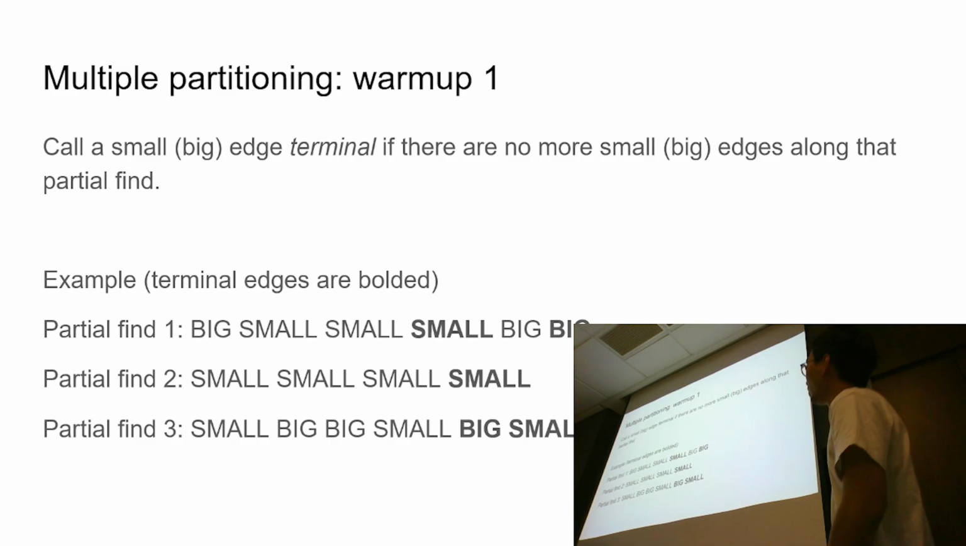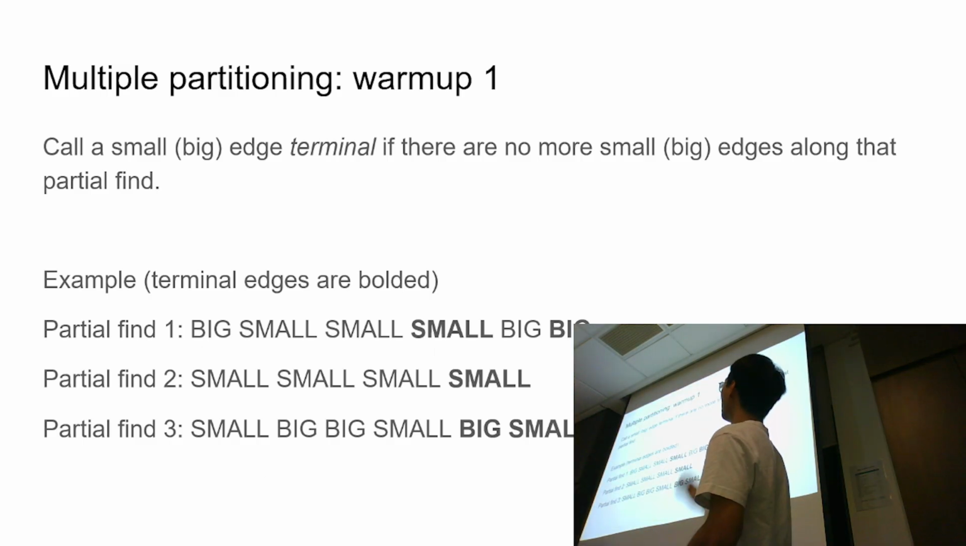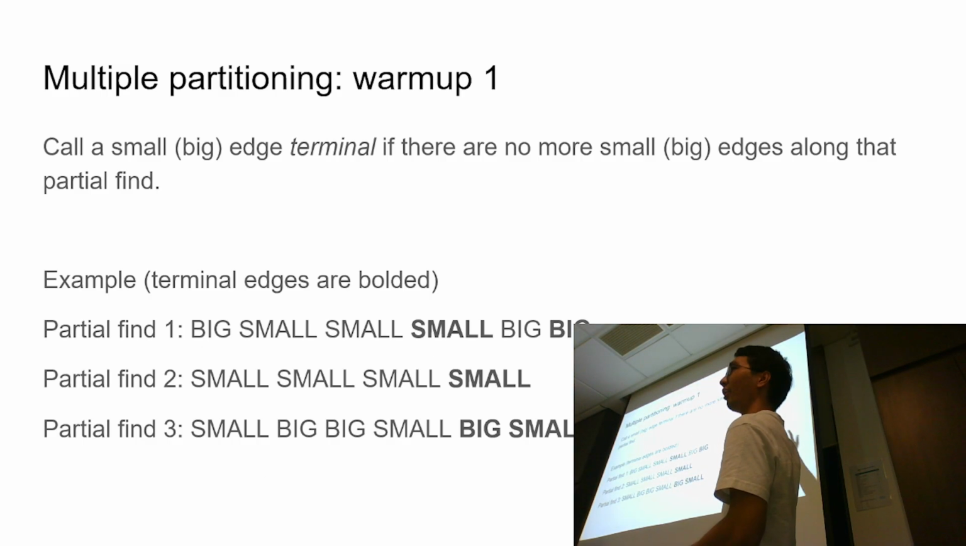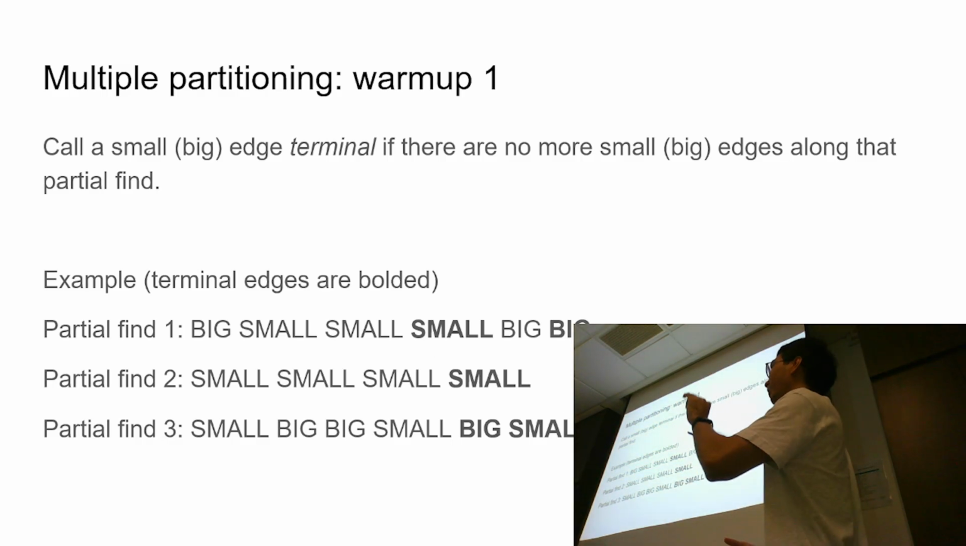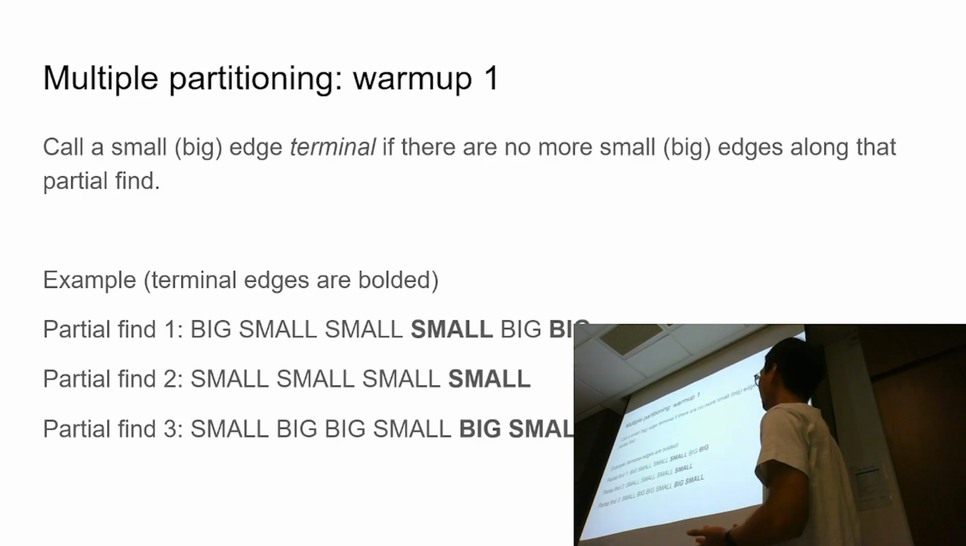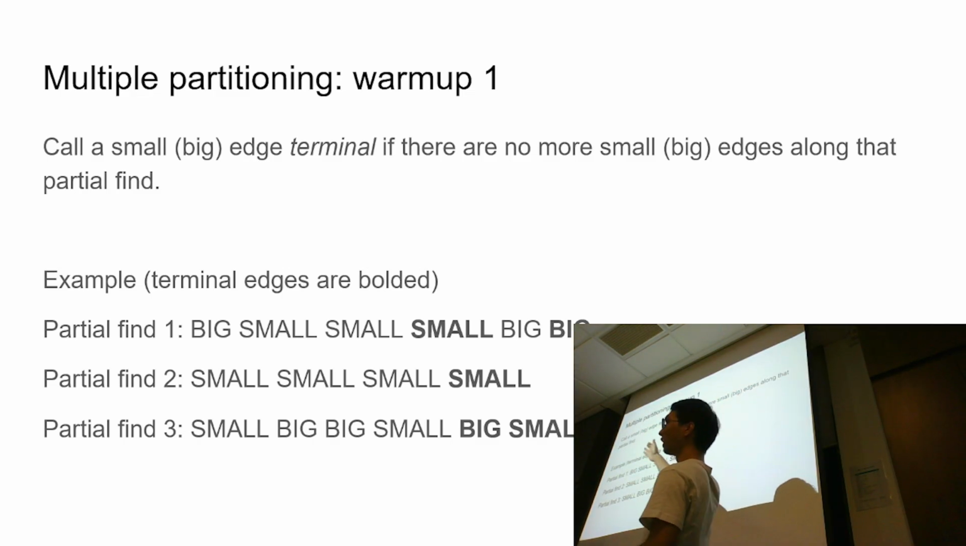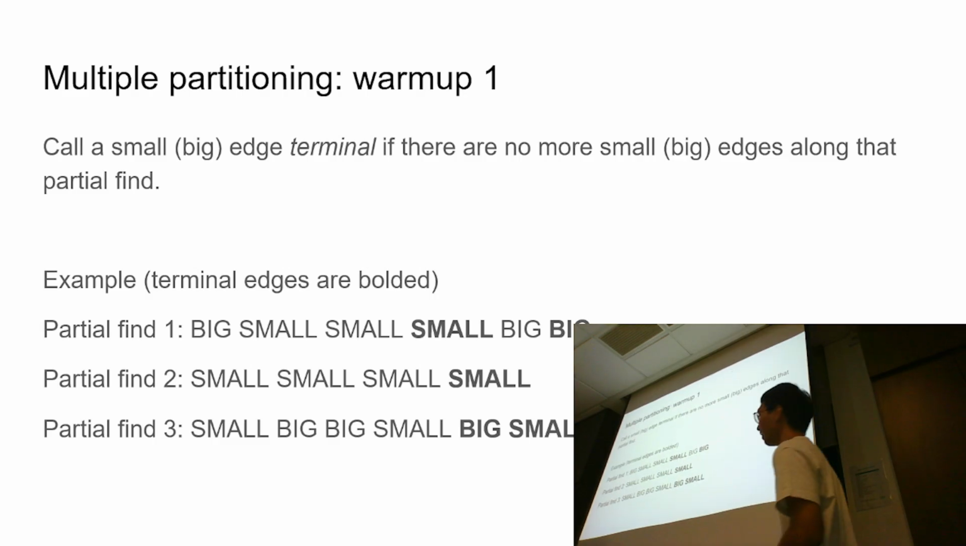And we also call an edge terminal if there are no other edges of that size happening after it in the partial find. As an example, if in the first partial find I encounter a big edge, then a small edge, and a small edge, and so on, the terminal edges will be the last small and the last big. So I bolded them. And similarly for the second and third partial finds.